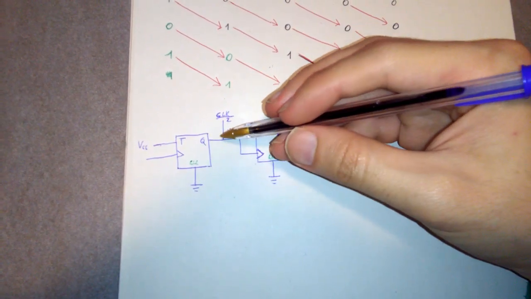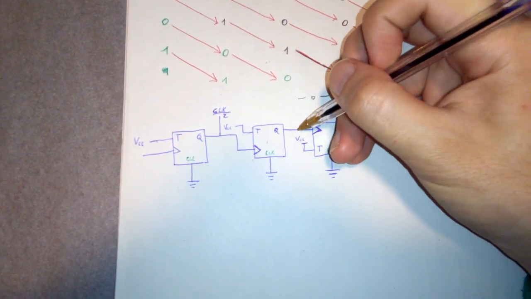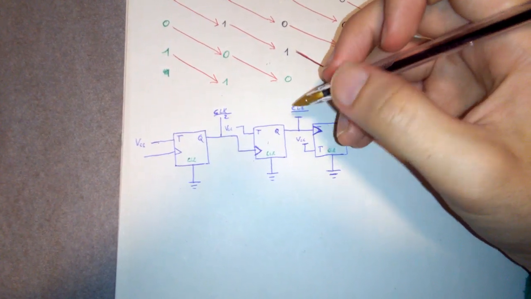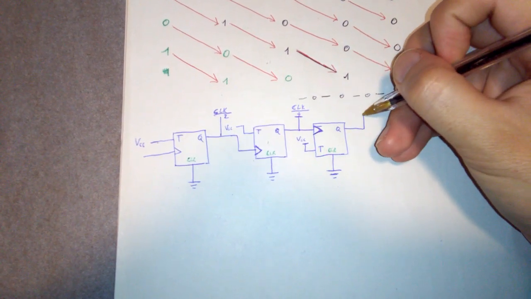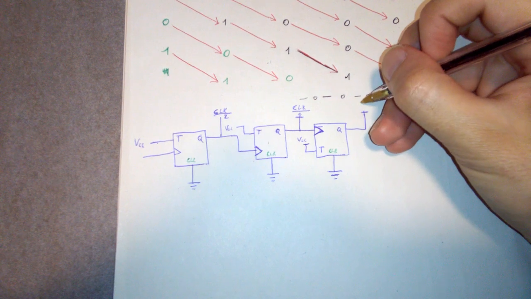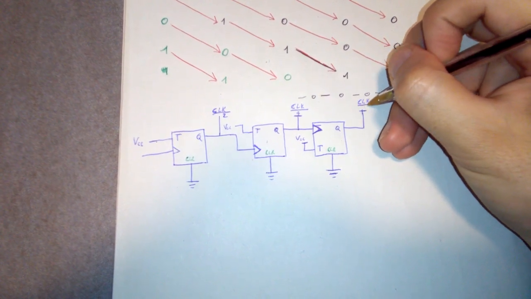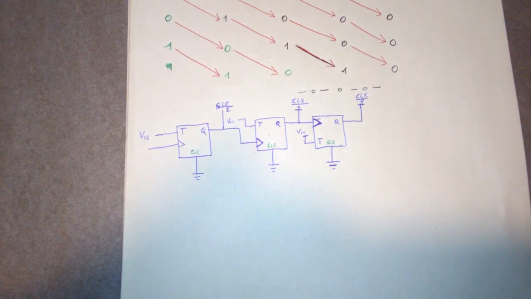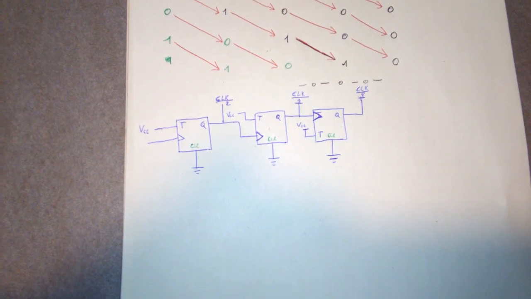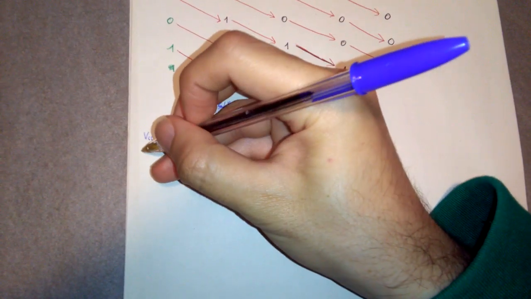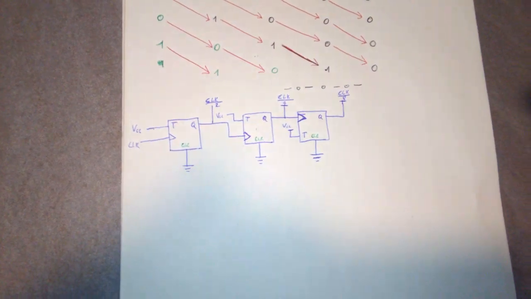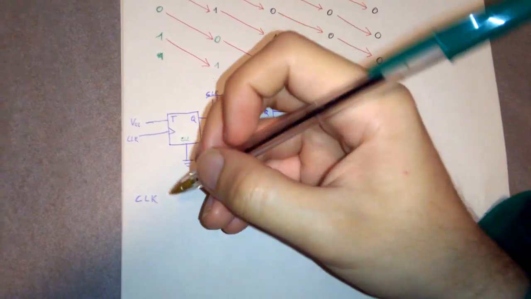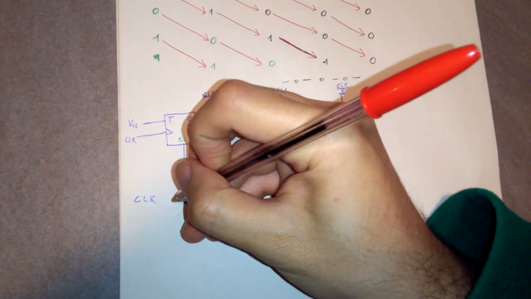So we're basically going to analyze this, which is the output from this, and this, which is the output from this. So we're going to call this clock divided by 4, and this one we're going to call clock divided by 8. The reason why I'm saying this is that let's suppose that we have a certain clock, which we're going to call CLK. So this is going to be our clock.